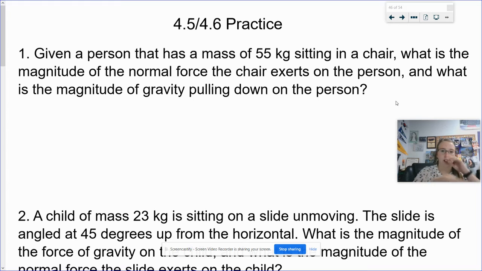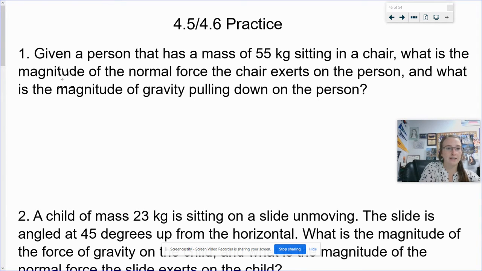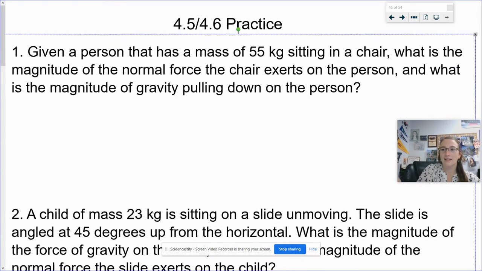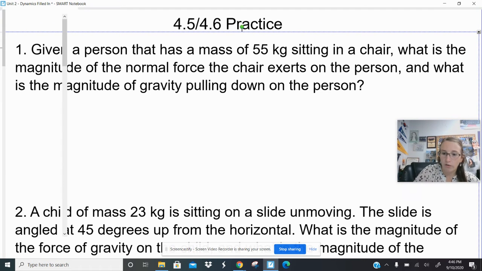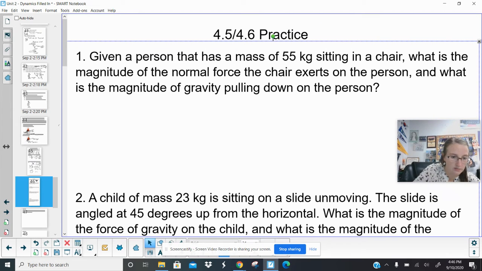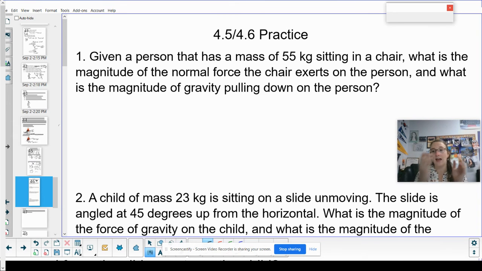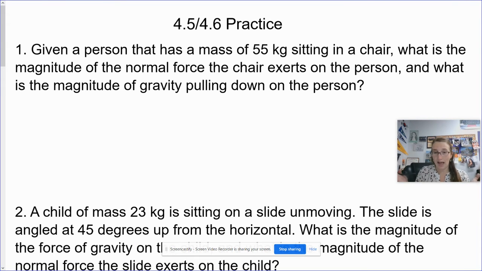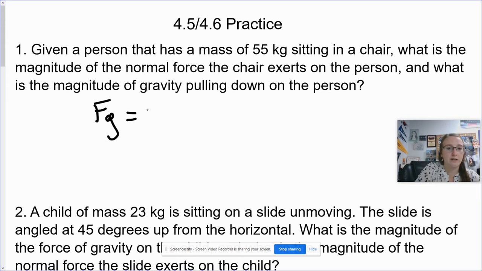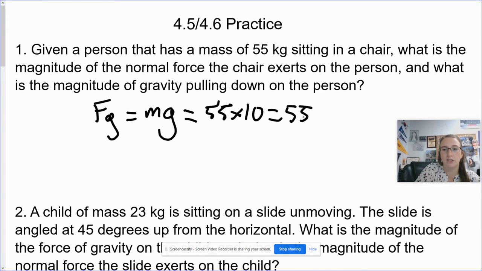Okay, let's check this. So we are looking for the magnitude of the normal force and the magnitude of the force of gravity. Now, if we recall from class, we talked about this. The magnitude of gravity is just mass times gravity, right? Because F equals ma. In this case, a happens to be the acceleration of gravity. So for the force of gravity, I'm actually going to start there. This is going to be mass times the acceleration due to gravity, 55 times 10. That's it. So you got 550 newtons.